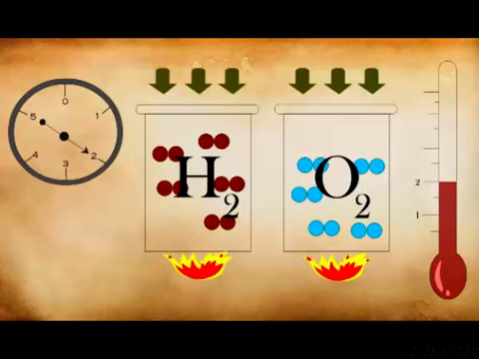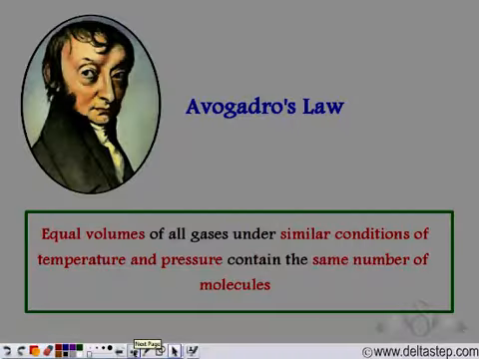So we know that at the same temperature and same pressure, a gas occupies a fixed volume. So for the same temperature and same pressure, equal volumes of any two gases contain an equal number of molecules. Based on this observation, Avogadro gave his law, which is known as Avogadro's law.